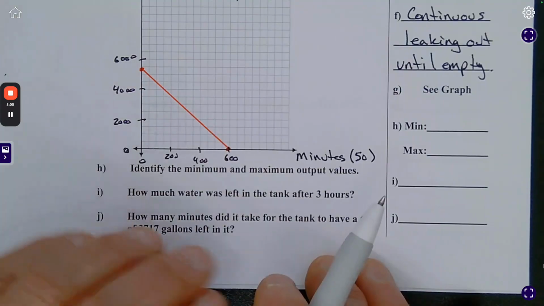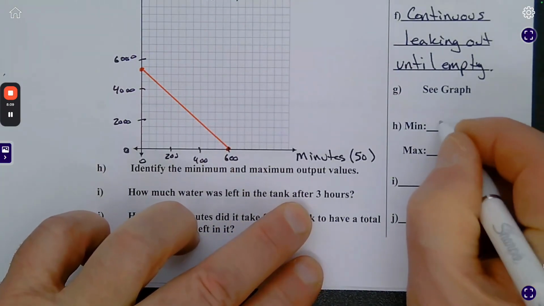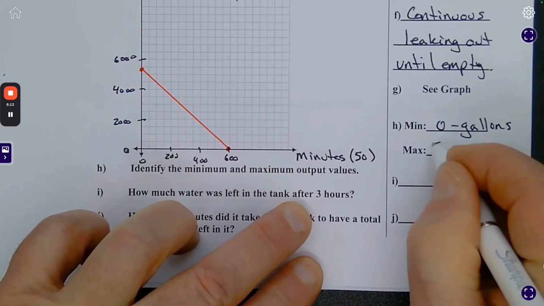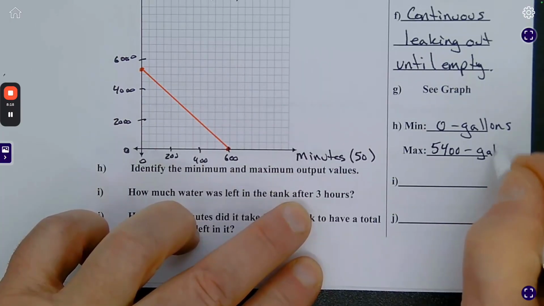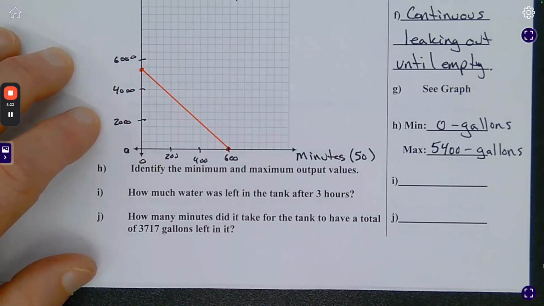Identify the minimum and maximum output values. Output is gallons. So the minimum is when there is 0 gallons. Minimum is the smallest amount. And the maximum is when there are 5,400 gallons. That's not bad.